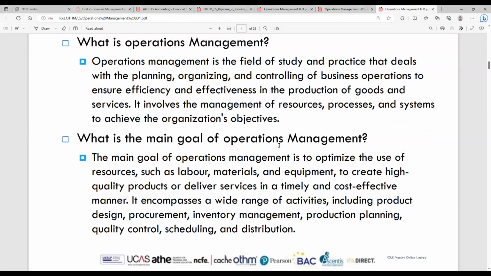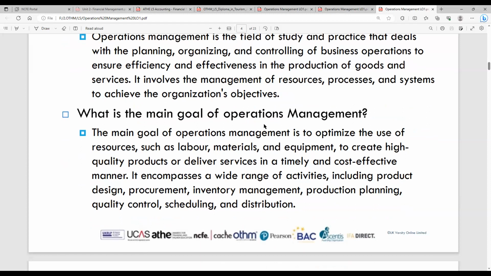This will feed into the organizational objectives, which are the strategic objectives or the functional objectives. So it will all feed into the strategic functions of the organization and make it a better organization. That's the purpose of operations management. The main goal is to use the resources optimally, making sure that the organization uses its labor, materials, equipment, and all the resources it has in order to deliver services timely, efficiently, and cost effectively, so that labor is used to the best of its ability in order to minimize cost and maximize efficiency.